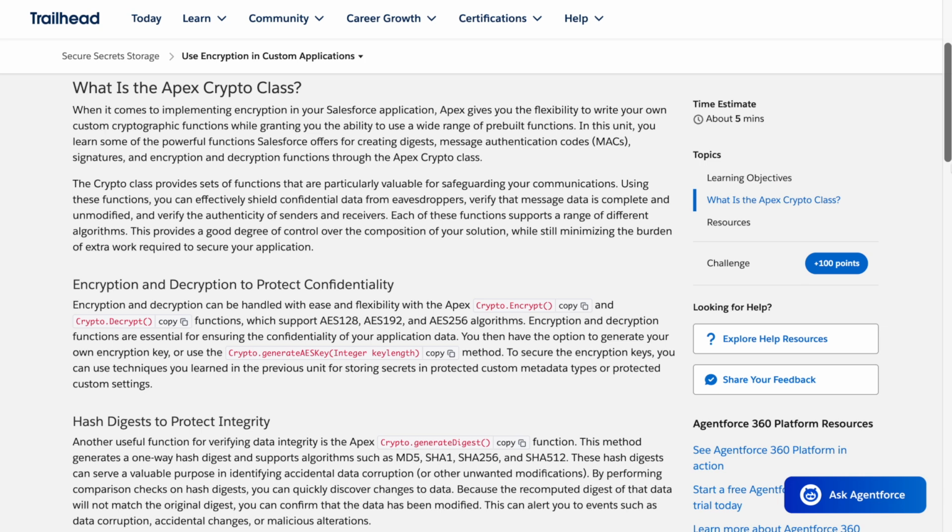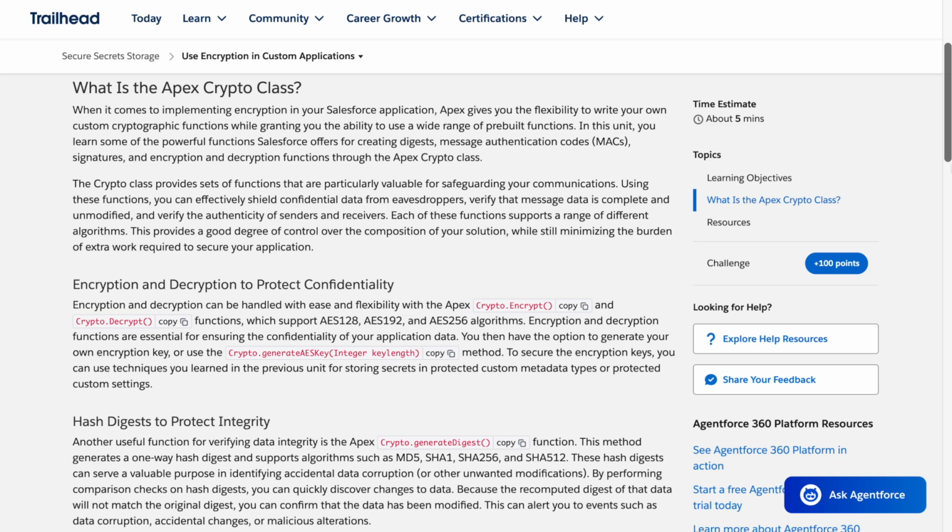What is the Apex crypto class? When it comes to implementing encryption in your Salesforce application, Apex gives you the flexibility to write your own custom cryptographic functions while granting you the ability to use a wide range of pre-built functions. In this unit, you learn some of the powerful functions Salesforce offers for creating digests, message authentication codes (MACs), signatures, and encryption and decryption functions through the Apex crypto class.